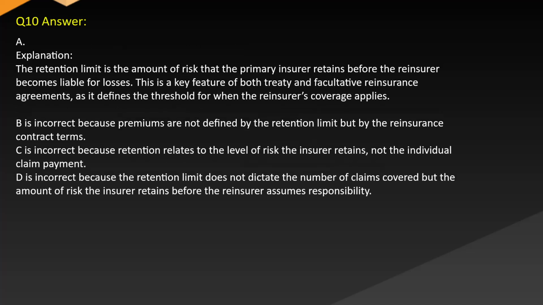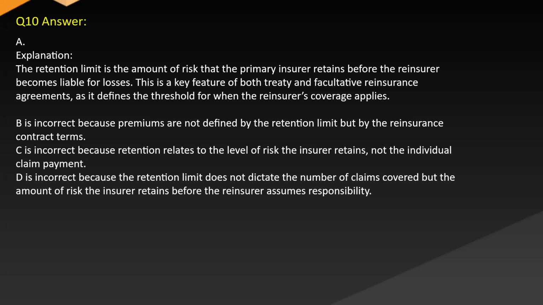Answer A. Explanation. The retention limit is the amount of risk that the primary insurer retains before the reinsurer becomes liable for losses. This is a key feature of both treaty and facultative reinsurance agreements, as it defines the threshold for when the reinsurer's coverage applies.